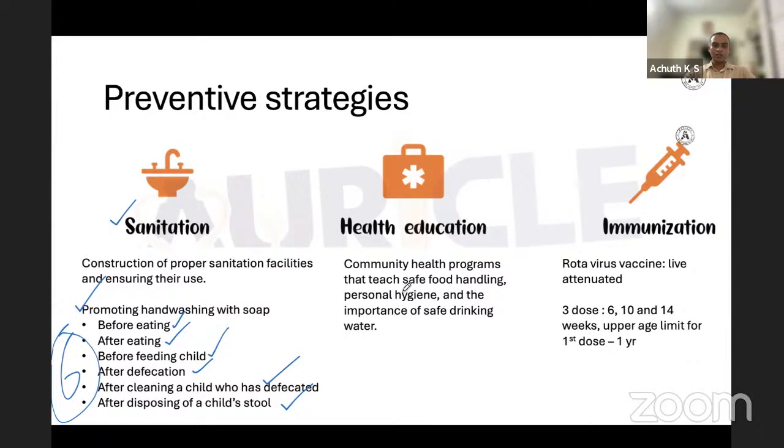And health education, such as how to handle food, personal hygiene, importance of safe drinking water, how to purify water at household. And immunization. The rotavirus vaccine has been introduced into the national immunization schedule. This is a live attenuated vaccine given in 3 doses at 6, 10, and 14 weeks. If someone misses this age, it can be given up to 1 year of age. The first dose can be given up to 1 year of age, then followed by every 4th week.